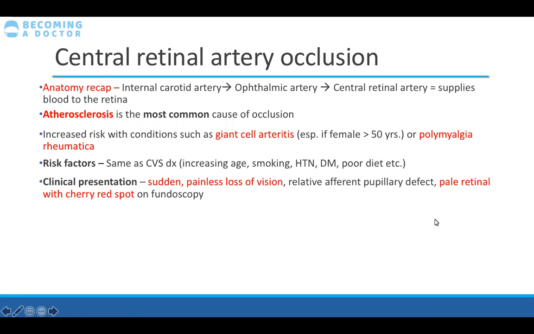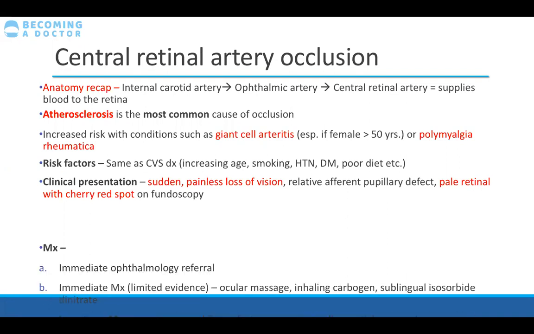Clinical presentation, so it's sudden, painless loss of vision. They can have a relative afferent pupillary defect, and you usually see a pale retina with a cherry red spot on fundoscopy. And that's an exam favorite for them to ask.